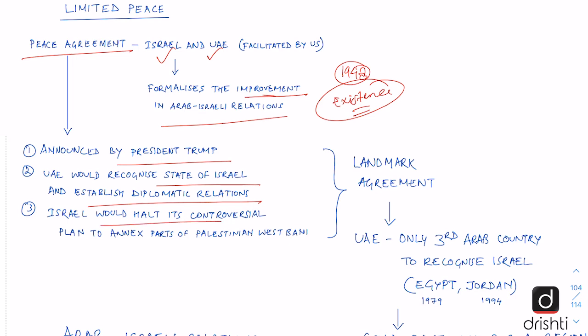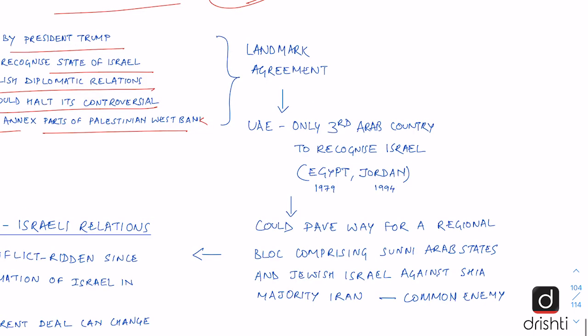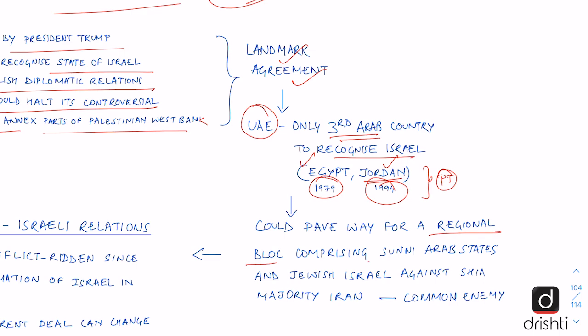and Israel would halt its controversial plan to annex parts of the Palestinian West Bank. And this has been hailed as a landmark agreement because the UAE becomes only the third Arab country to recognize Israel after Egypt in 1979 and Jordan in 1994. This is also important from the prelims point of view. And now experts are saying that this could pave the way for a regional bloc comprising the Sunni Arab states and Jewish Israel against a Shia majority Iran, which is their common enemy.